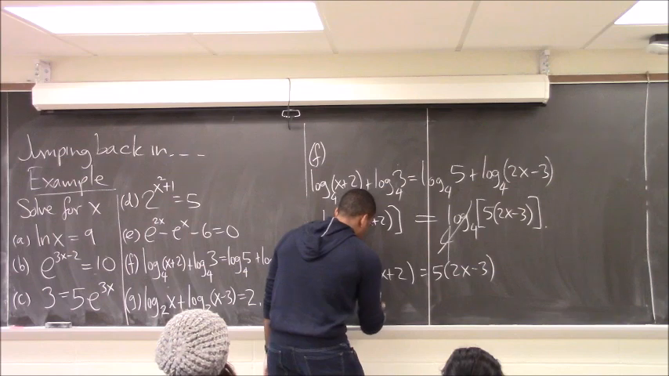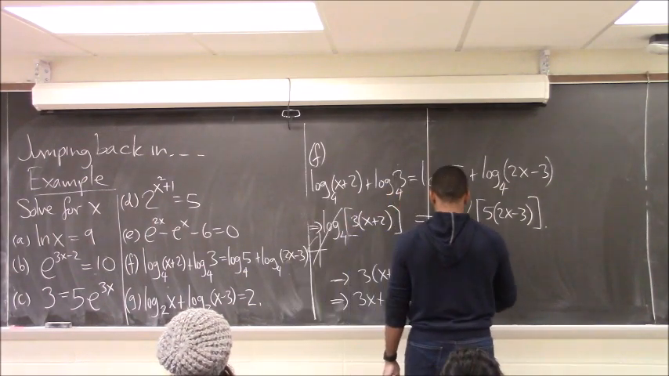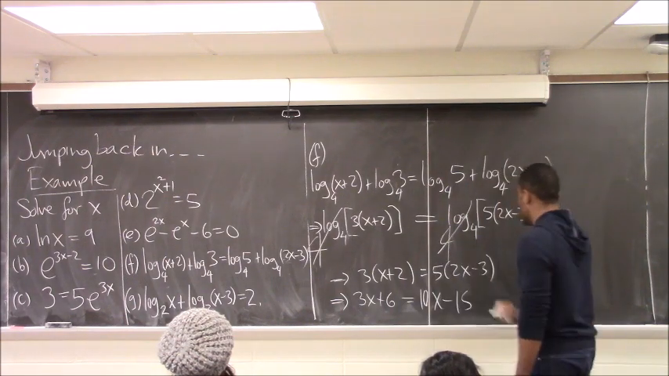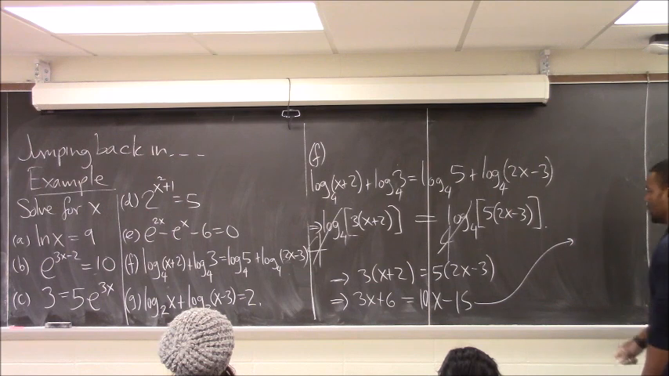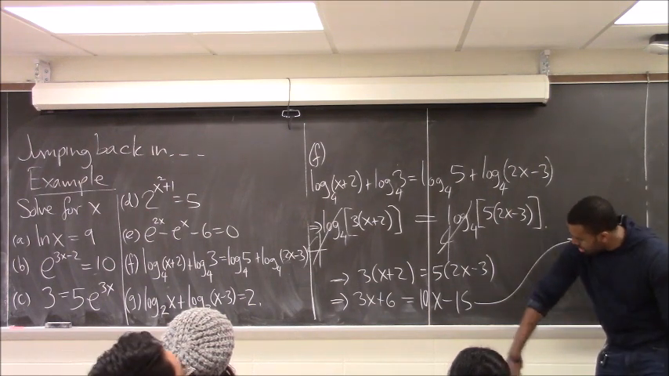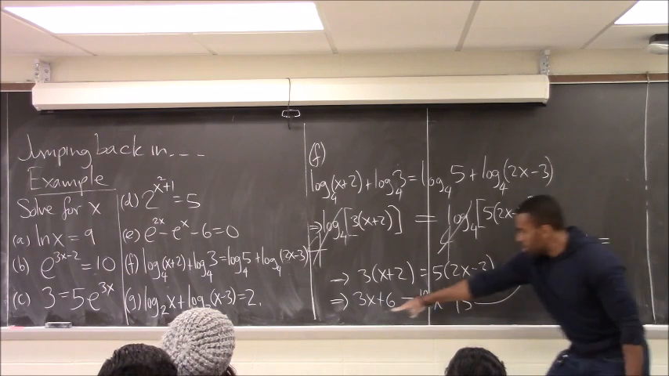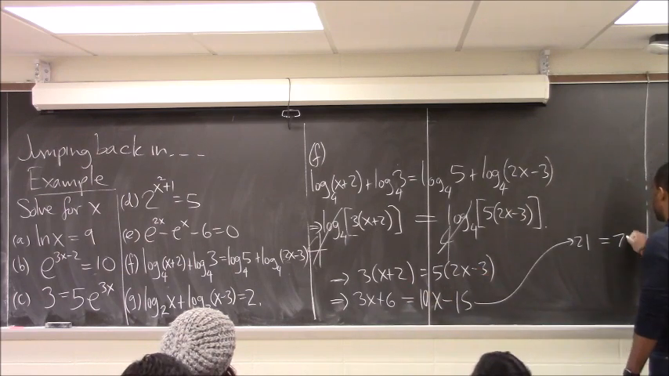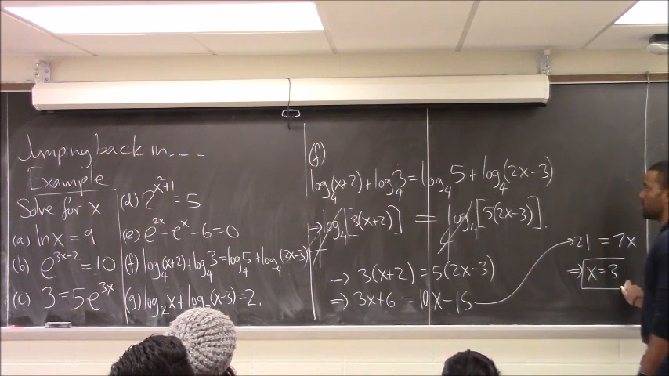So that's 3x plus 6 is equal to 10x minus 15. Let's finish over here. So I can move the 15 over there, and that would be what, 21? And then I can move the 3x over here, and that would be 7x. So we get x equals 3.